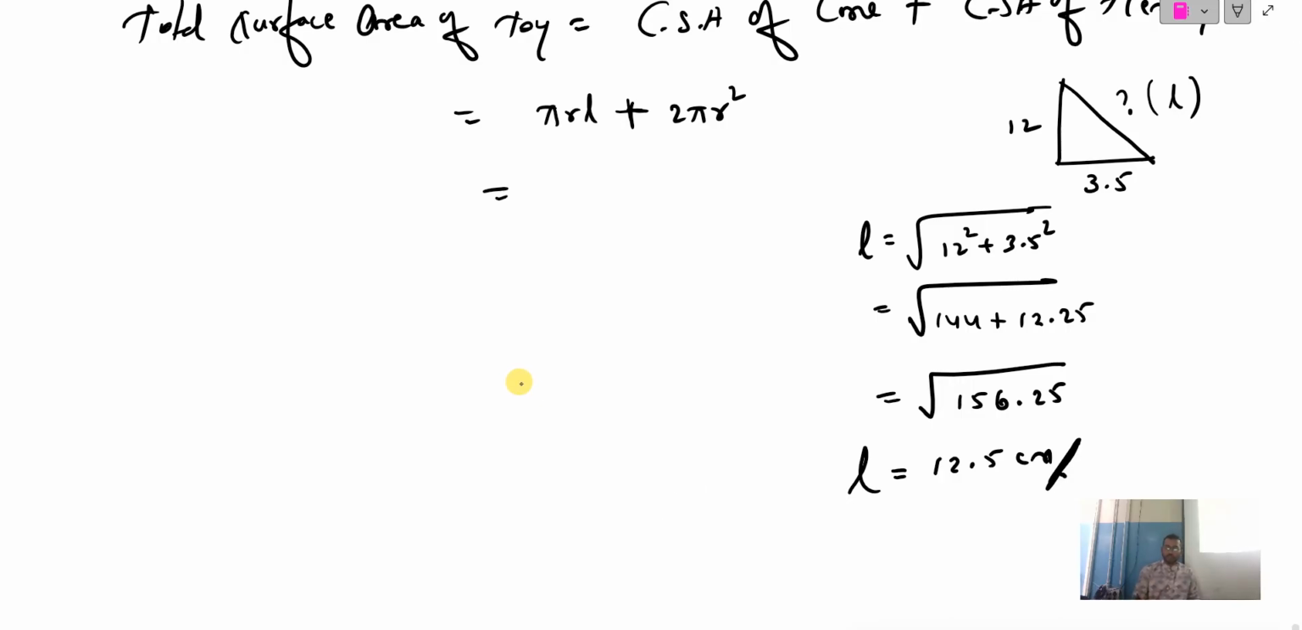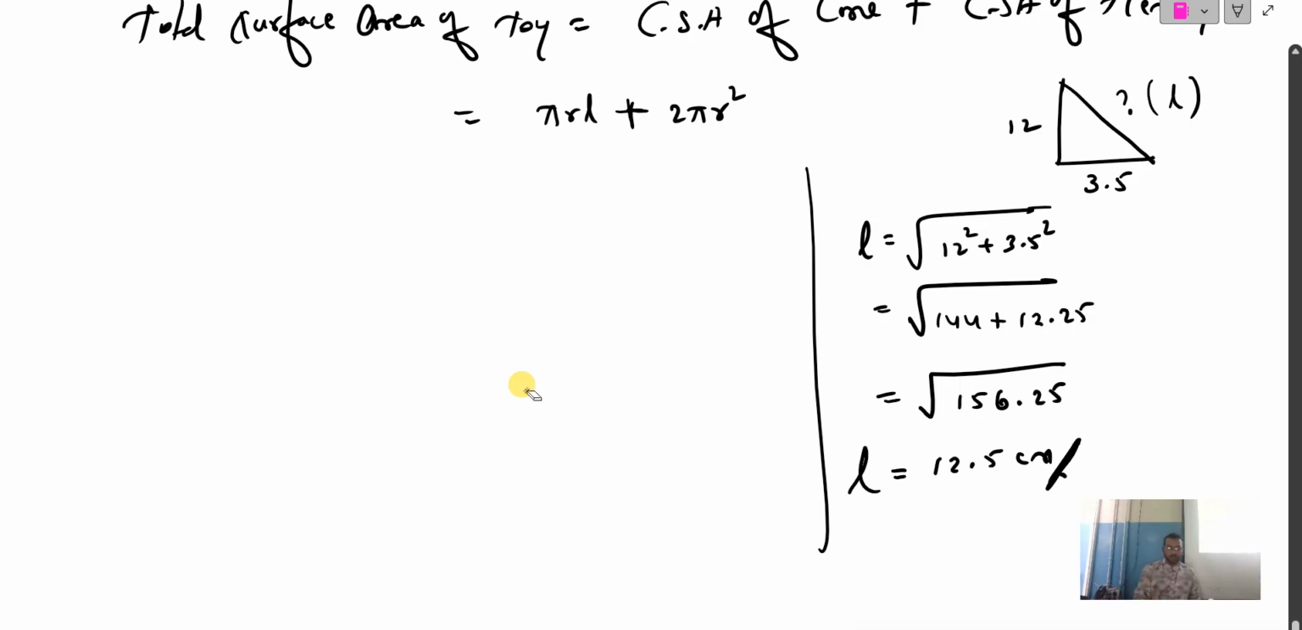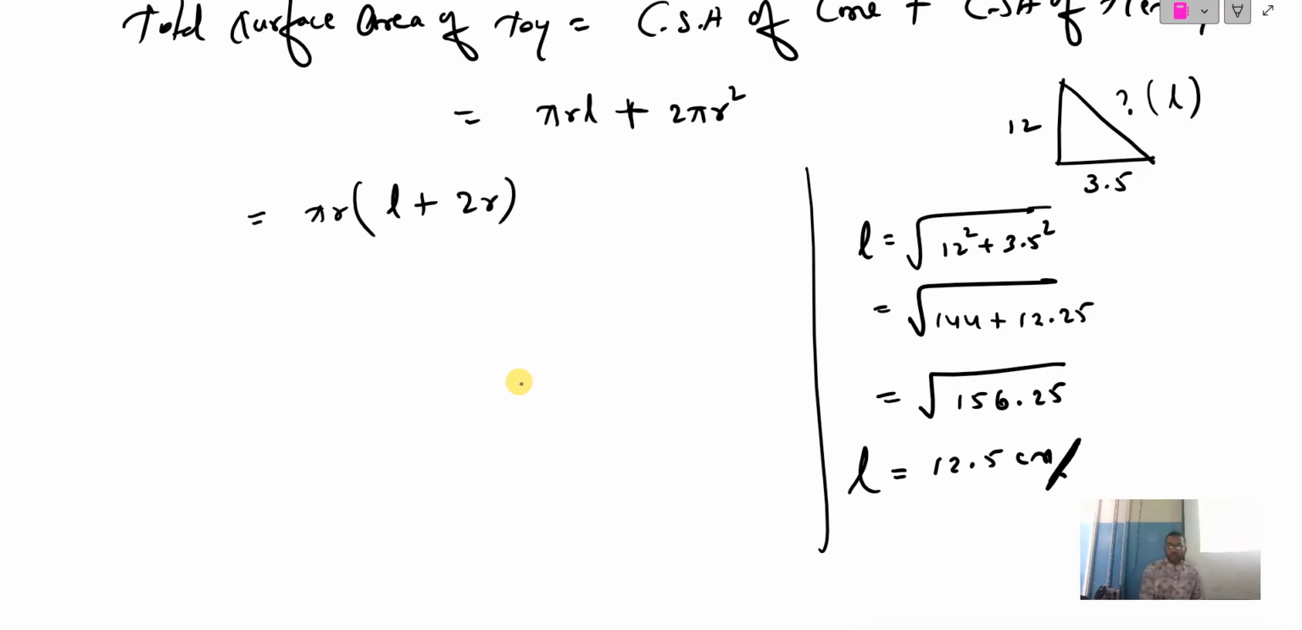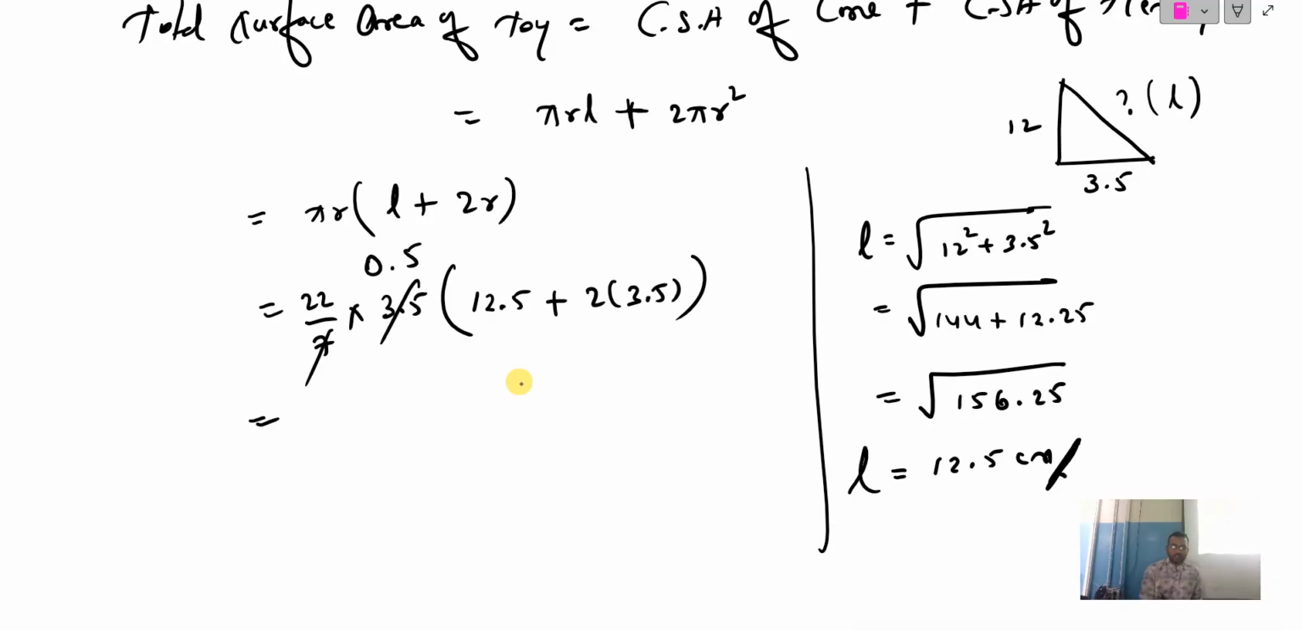So calculate 22 into 0.5 into 19.5, which is 214.5 centimeter square, since it is area. So they have asked us to find the total surface area. So total surface area of toy is equal to 214.5 centimeter square.